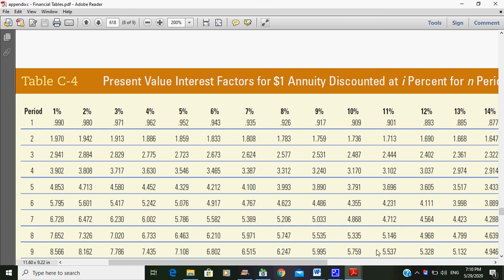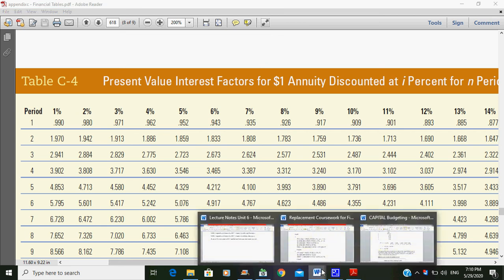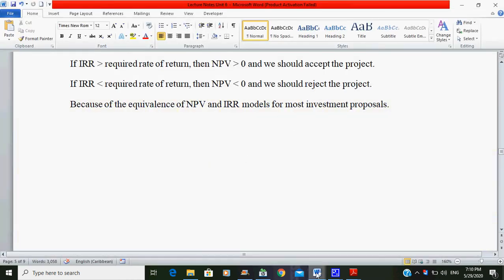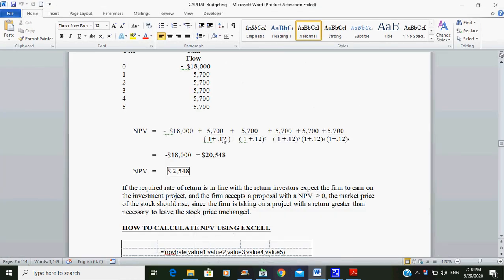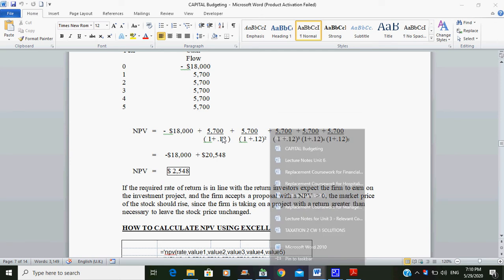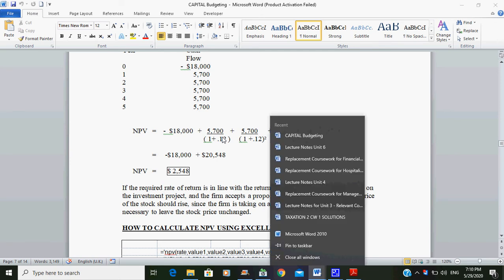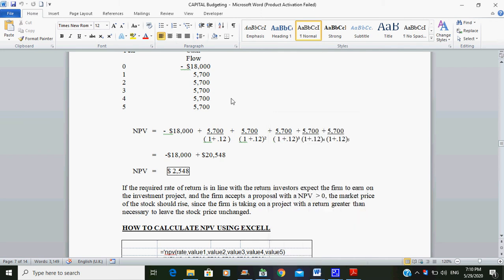The factor for 12%, 5 years is 3.605. Let's do it with me, please. Multiply 3.605 by 5,700 and see what you get. You get 20,548. This is when you have an annuity. You could have done it like that using a present value annuity table. And then add the two of them together.